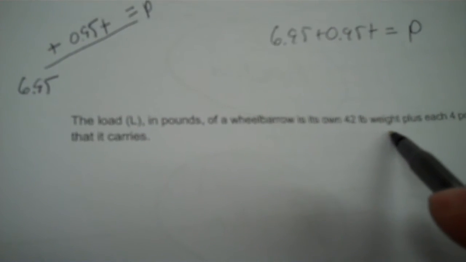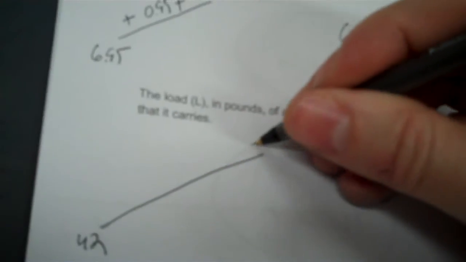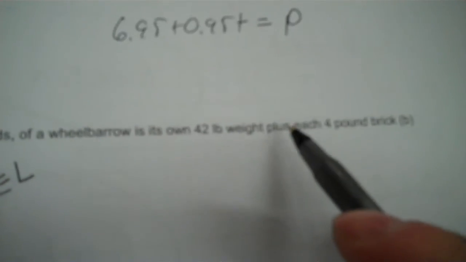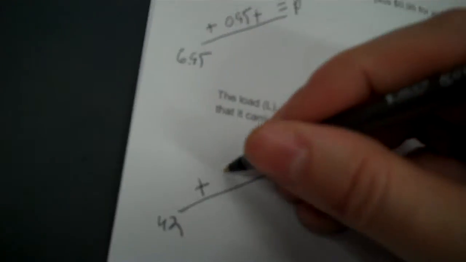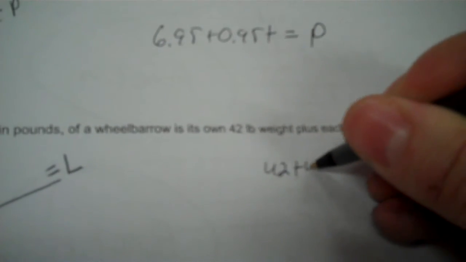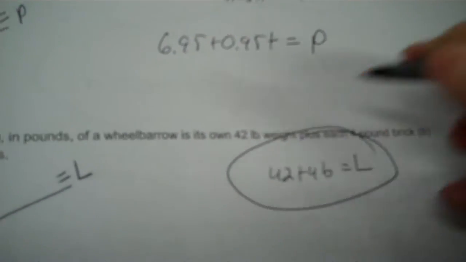The load in pounds of a wheelbarrow is its own weight of 42 pounds plus each 4-pound brick that it carries. Okay. So we got 42 to begin with, and up top I put equals L, okay? And then plus, the operator, it said the word plus, so that's going to be 4, but it's every 4-pound brick. So I need a variable to represent how many bricks we have, and that's where the B comes in. So 4 times B. So it's 42 plus 4B equals L.